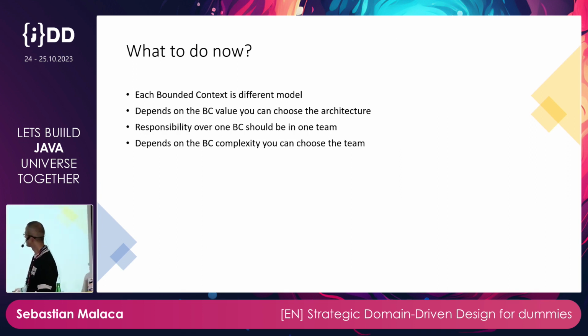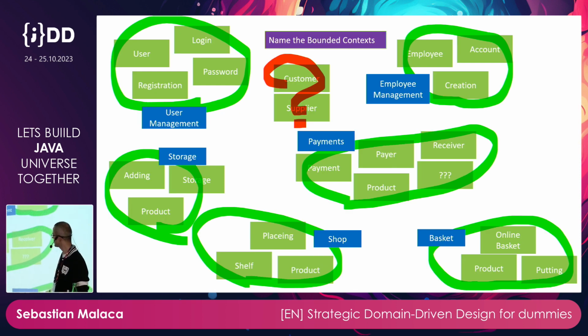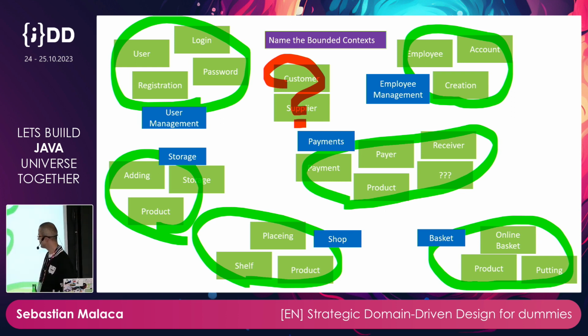What can you do? So first thing, as I said, each bounded context is a different model. Remember that. You want to keep it separated. You don't want to have a common product. That is a different story, but it is really an anti-pattern. Depending on the bounded context, you can choose the architecture. And it doesn't matter whether I put all of that into one monolith, or I create microservices. For each and every one, I can have a different architecture.